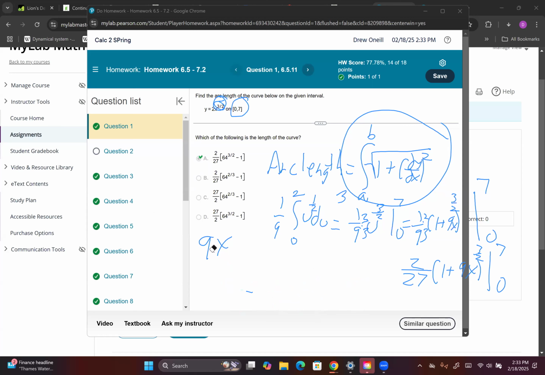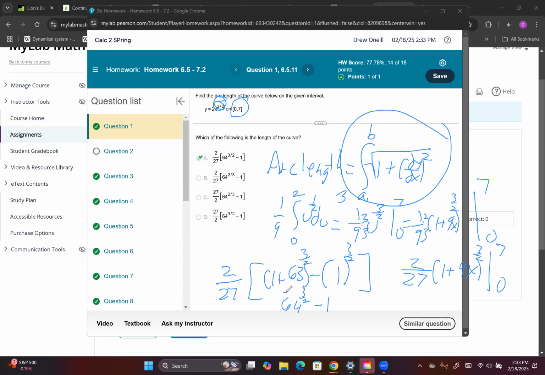Yeah, I saw the answer choice, so I was like, wait, we missed something. So now we have 2/27. When I plug in 7, I'm going to get 1 plus 63 to the 3/2. And I plug in 0 the same way. 1 plus 0 is just 1. It doesn't matter really what power, it's still going to be 1. And you can see that 63 plus 1 is 64.